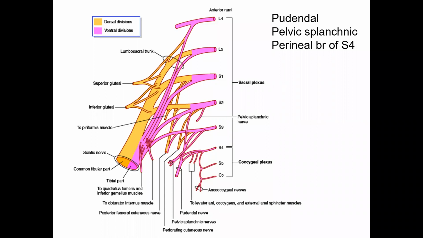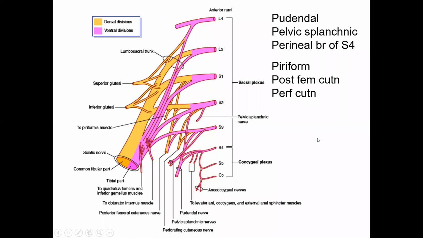The next three proximal branches are the nerve to piriformis, the posterior femoral cutaneous nerve, which supplies the back of the thigh, and the perforating cutaneous nerve, which also supplies part of the gluteal region. So six proximal branches: pudendal, pelvic splanchnic, perineal branch of S4, piriformis, posterior femoral cutaneous, perforating cutaneous. Three of which supply the pelvis, three of which supply the lower limb.